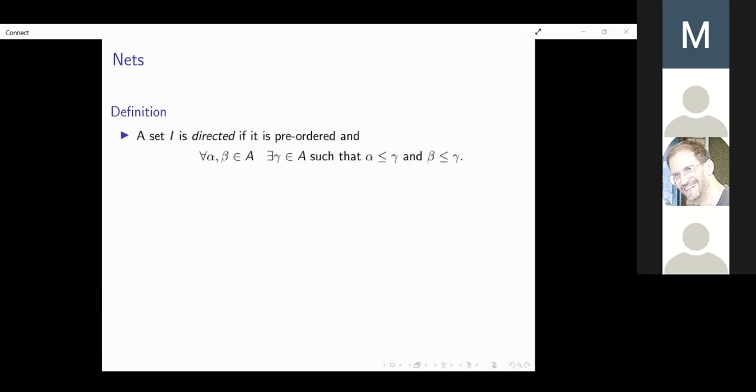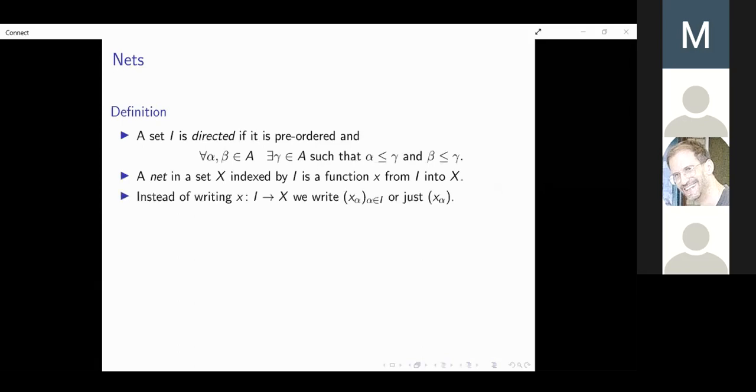Right? So a directed set is a pre-ordered set so that any two members of the set have a common descendant. A net in a set X indexed by a directed set I is a function x from I into the set X, and we will usually write it in the normal way, x sub alpha, omitting the index set when this is not a cause for confusion.